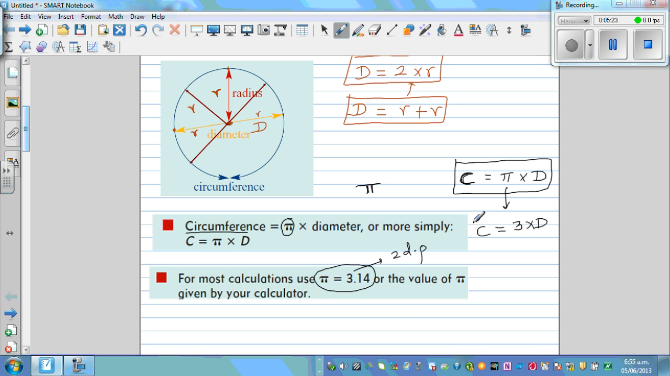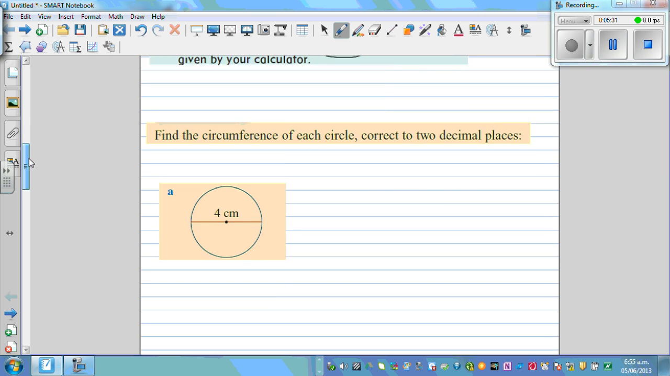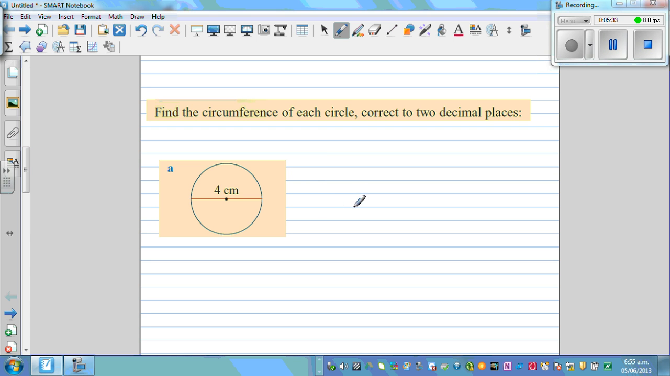Pi is approximately 3, if you want to round it to the whole number, so the circumference is 3 times the diameter. Let's do it without a calculator and then with a calculator. Here the diameter is given to be 4 centimeters. So circumference, if you don't want to use pi, is 3 times diameter. This is an approximation. So this is 3 times 4 centimeters, which is approximately 12 centimeters.